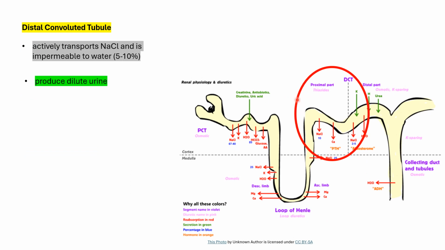Let's move on to the distal convoluted tubule. In this DCT, active reabsorption of sodium and chloride happens, and it's almost impermeable to water. 5 to 10% of filtered sodium is reabsorbed in this DCT, so it helps to produce more dilute urine.